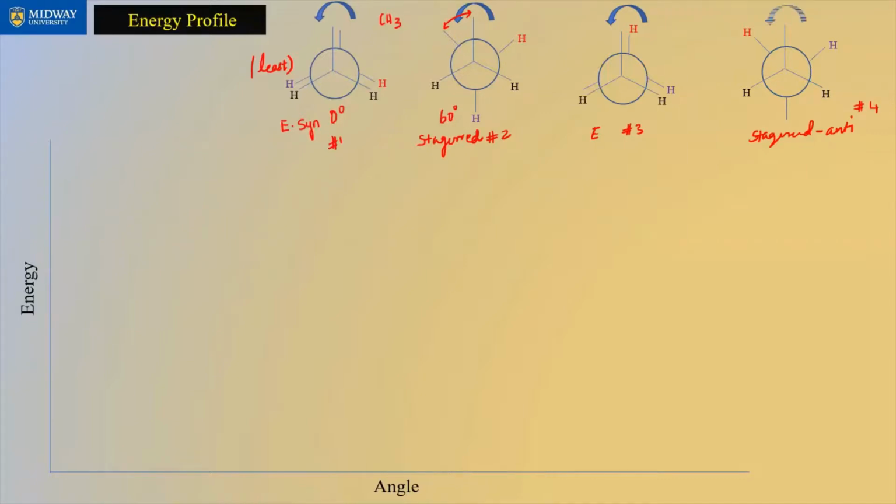Okay, let's do another 60-degree rotation, and we end up with this. Again, we ended up with an eclipsed, number 4.